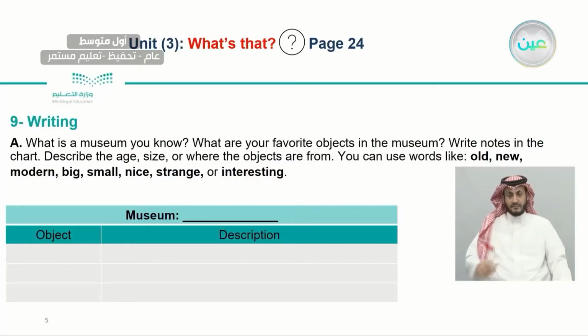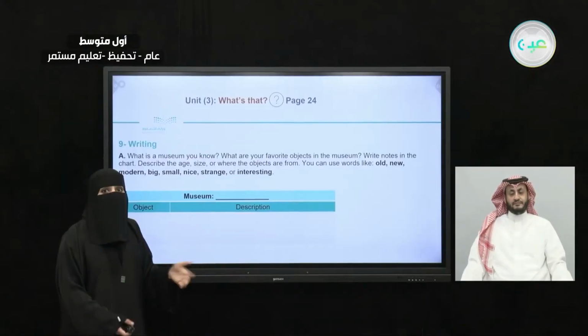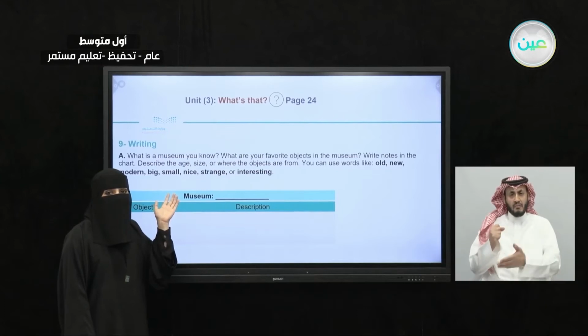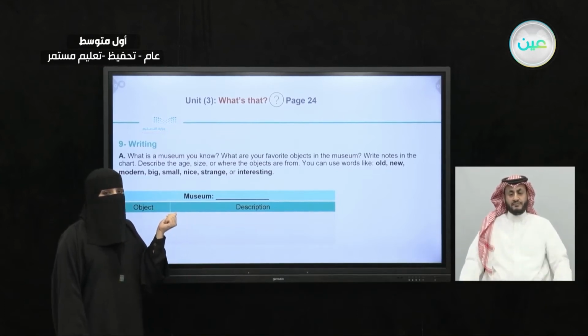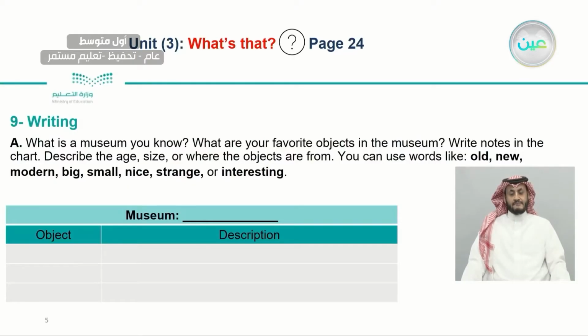Or where the objects are from. Is it from Saudi Arabia? Is it from Riyadh? Is it from the North region? What do you think? Okay. You can use words like old, very old, new, modern, it's like new, big, small, like tiny, nice, strange, it's unique, one of a kind, or interesting, that makes you think about it.